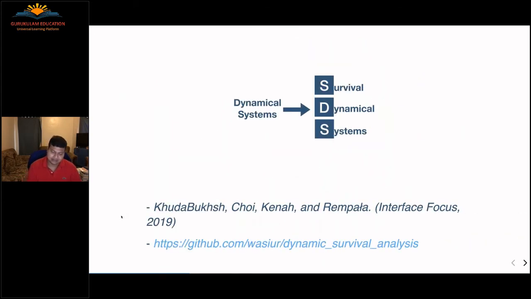So that's the basic idea behind dynamical survival analysis. You have a dynamical system that you turn into probabilistic quantities. Here's the link to the paper. It's an open access paper, so you can have a look at it. It describes this idea in a very simple form.